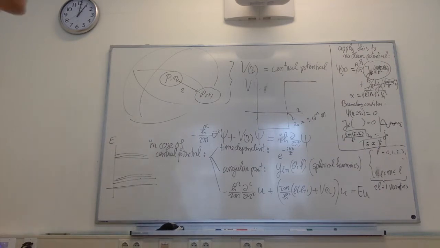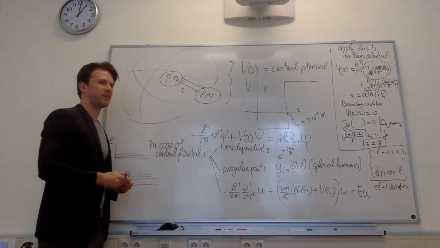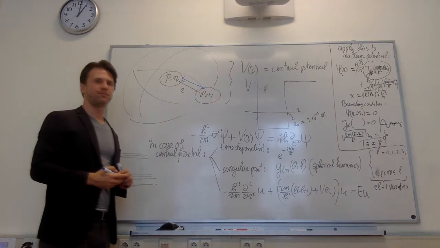Why did it break down? Because these 2 things don't like each other very much if they're protons. They try to repel. That's the Coulomb interaction.